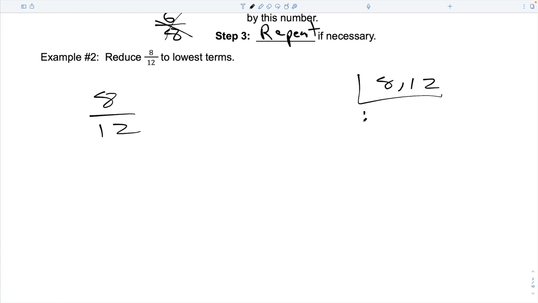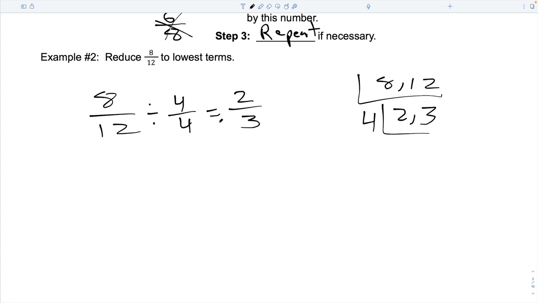Okay, you could have done 2, but let's just try 4, and we get 2 and 3, and Ashton did that mentally, which is great. It did become 2 over 3. 8 divided by 4 is 2, 12 divided by 4 is 3. This is the process. Make sure board to paper looks like this. For now, you need to have this on your paper, okay?